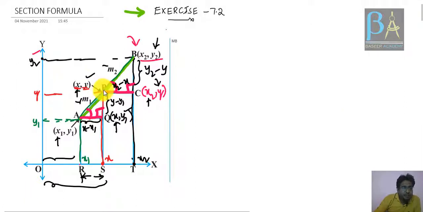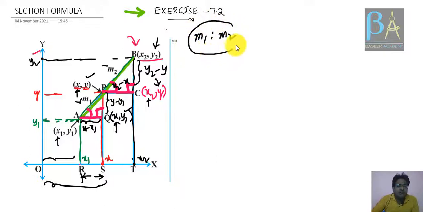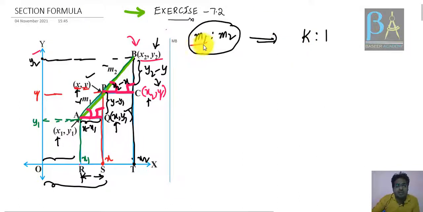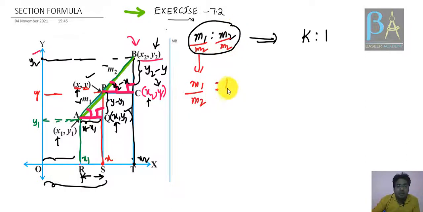Okay, so we assumed that the point P was dividing the line segment AB in the ratio m1 is to m2. We took the ratio as m1 is to m2. But instead of taking the ratio as m1 is to m2, you can take the ratio as k is to 1 also. Why k is to 1? Obviously, you can take it as k is to 1. Why? Because let's say I want to divide this complete ratio by m2. Then what happens? I end up getting m1 by m2 is to m2 by m2. That gives me 1. And then this thing I can consider as k. So you can take the ratio as k is to 1 also.